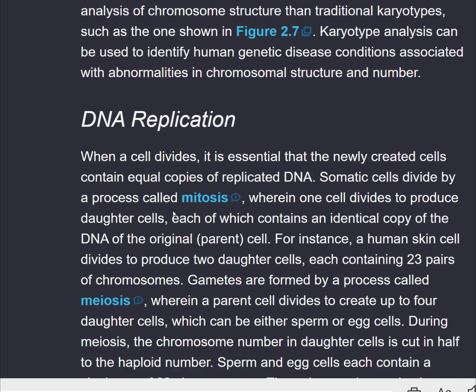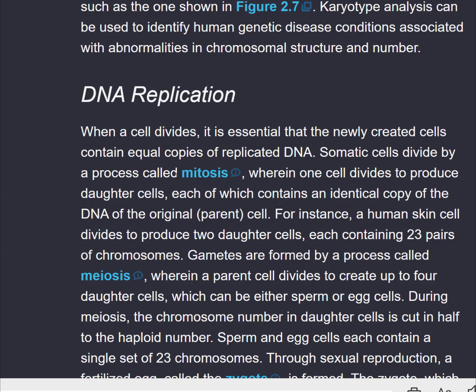And next is mitosis. Mitosis is a nuclear division process that occurs during cell division in eukaryotic somatic cells and prokaryotes. Mitosis is divided into four major stages: prophase, metaphase, anaphase, and telophase. Mitosis results in the even separation of DNA into dividing cells.